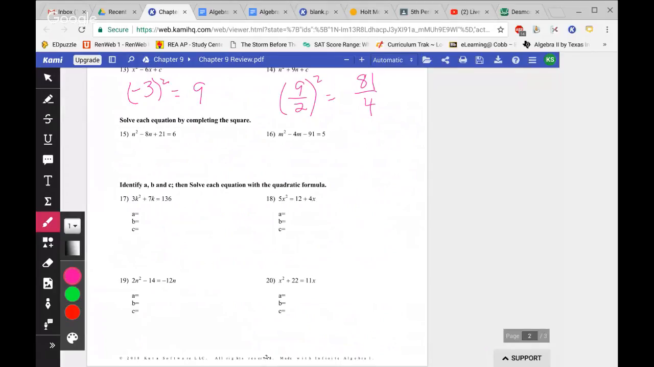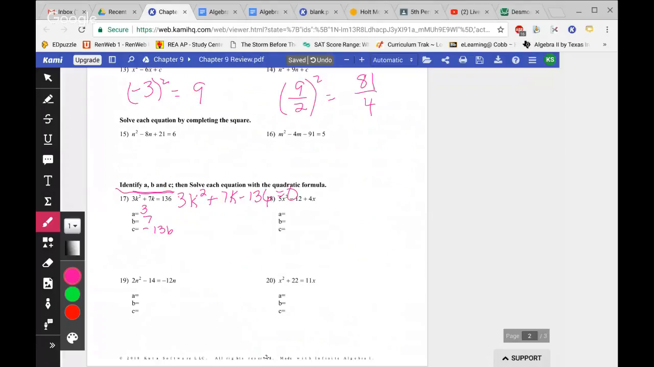All right. So for number 17, 18, 19, and 20, you'll notice that I did the same thing that I did on the quiz, where I identified the A, B, and C. And before you identify the A, B, and C, you have to get it to standard form. So number 17 is not in standard form quite yet. We need to subtract 136 from both sides. So you have that. So A would be 3, B would be 7, and C would be -136.